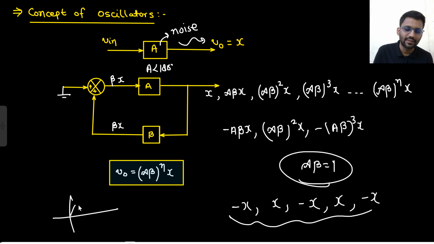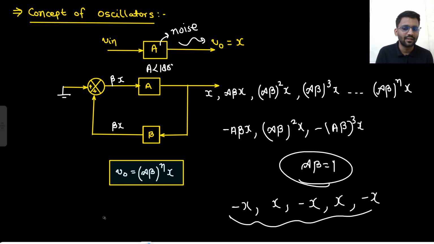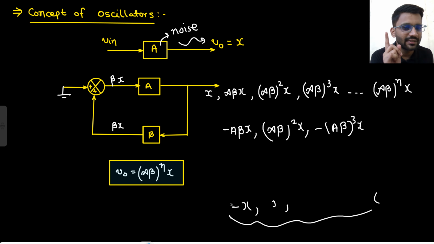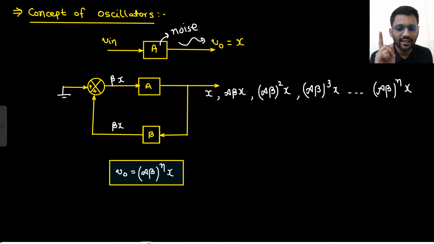Let's just say you started with this. Then in the next cycle, you will have this. Right? Then again there is minus. Then again you will have this. So these oscillations are not sustained. You wanted a sustained oscillation. So that's why you need 0 degree phase shift. Between input and output, I shouldn't say. In the loop, you need 0 degree phase shift. So in the feedback loop, there should be 0 degree phase shift.